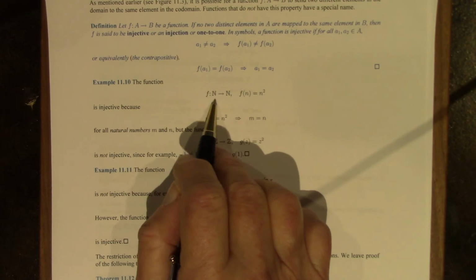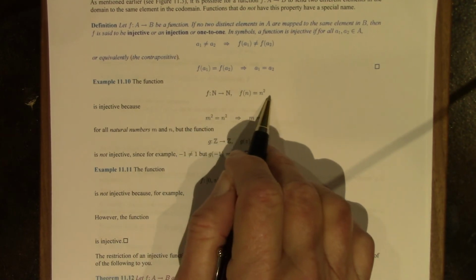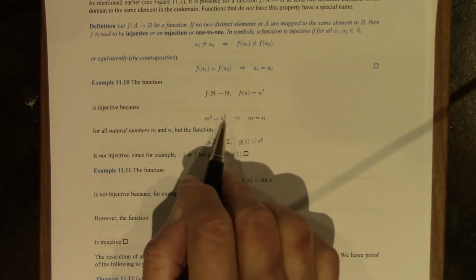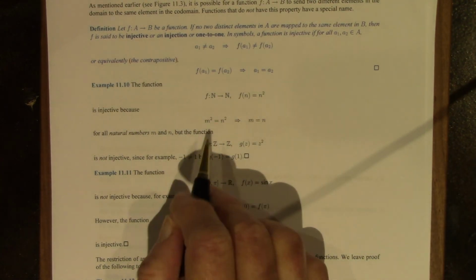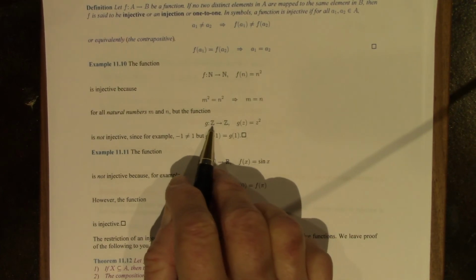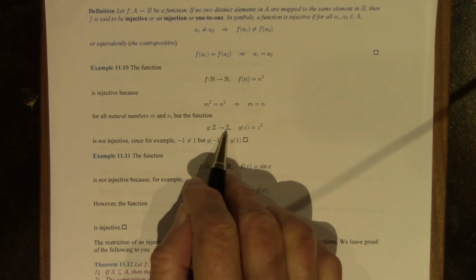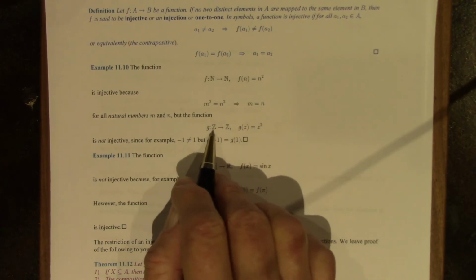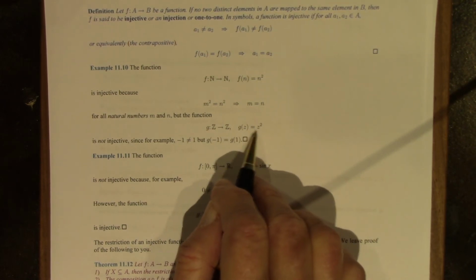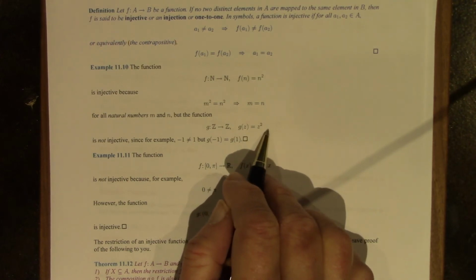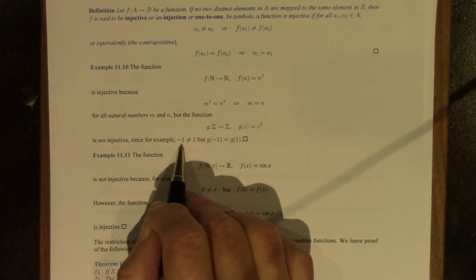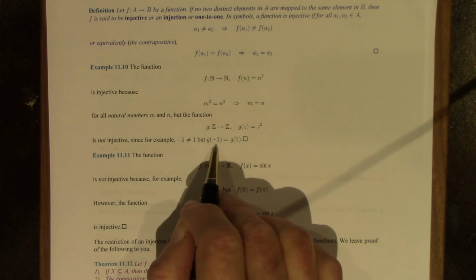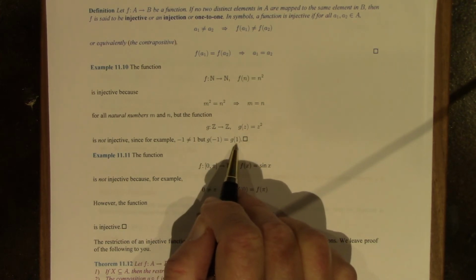Example: the function on the natural numbers, f of n equals n squared, is injective because m squared equals n squared implies m equals n for natural numbers. If we upgrade the domain and codomain to the integers, g mapping Z to itself, and same rule, g of z is z squared, this is not injective. Because now we have negative numbers, and, for example, -1 is different from 1, and yet when we square, we get the same thing.